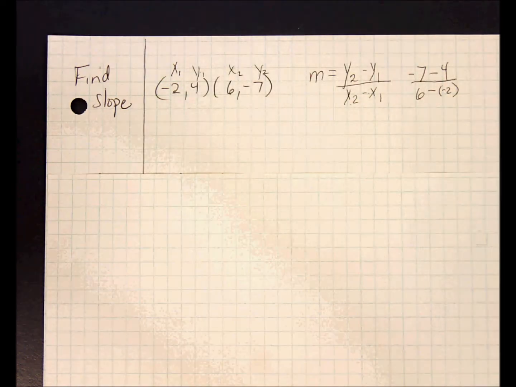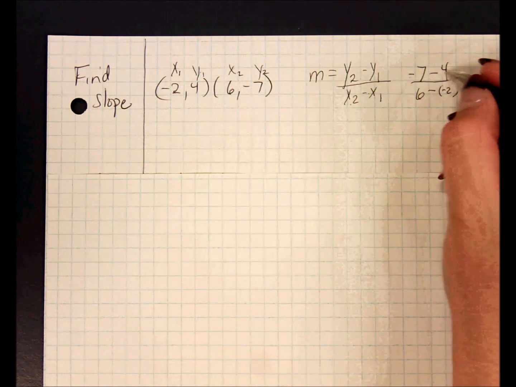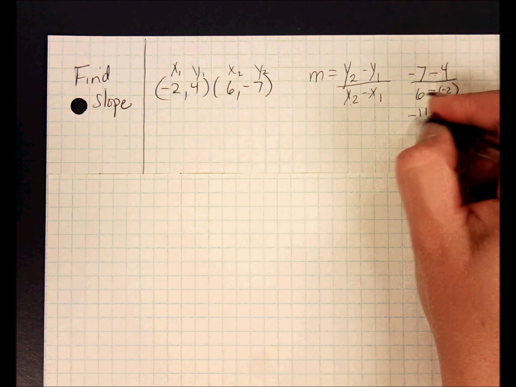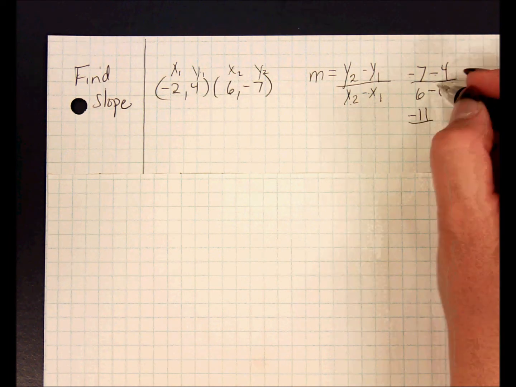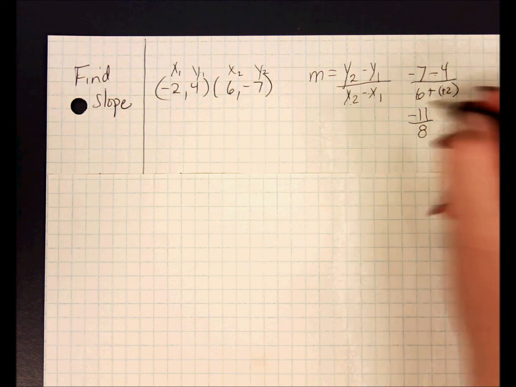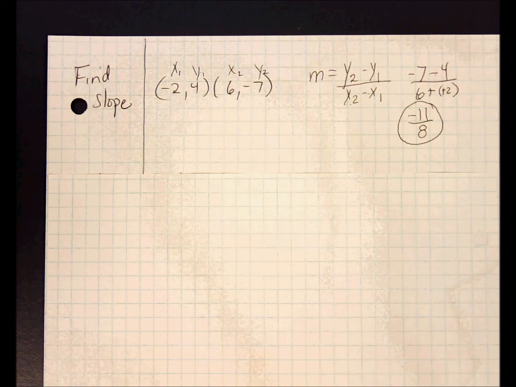And now I just have to clean up the mess. Negative 7 and negative 4, they're both negative. I add them together, minus 11. Here's a minus minus, which is a plus. And 6 plus 2 is 8. So my slope is negative 11/8.